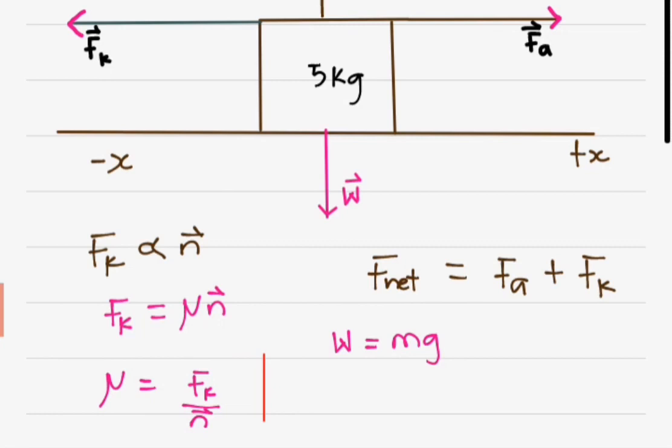Now that we know that, it is very important for us to know that Fk equals mu n. That is, Fk equals the coefficient of friction times the normal force. Now, what is the normal force?